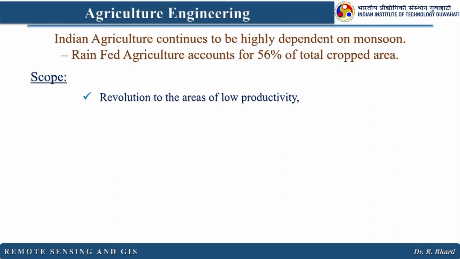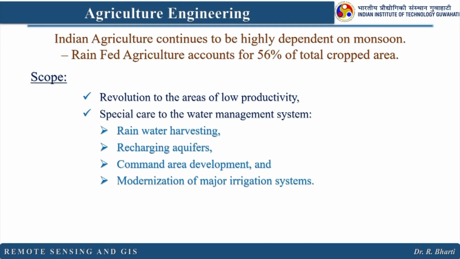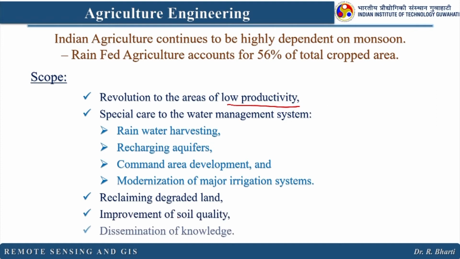The first and very important aspect of this problem is revolution in the areas of low productivity, then special care for the water management system. In the water management system, what can we do? We can use rainwater harvesting, recharging aquifers, command area development, and improve our major irrigation system, right? Then reclaiming of degraded land. That again goes to low productivity, how we are reclaiming that, right? Then improvement of soil quality and dissemination of knowledge, because we need to educate our farmers with this new technology so that they will be aware of all the drawbacks and the other problems for their cultivation.